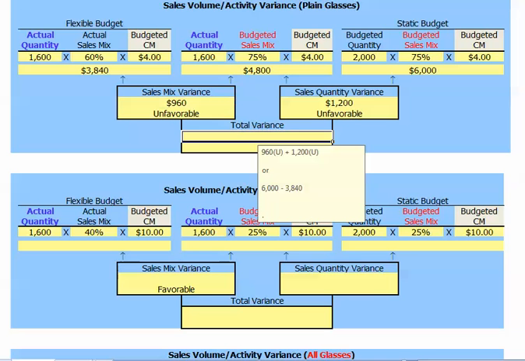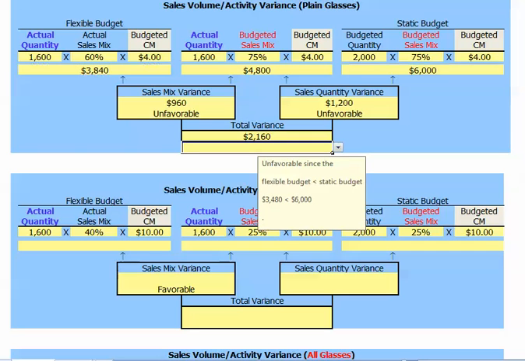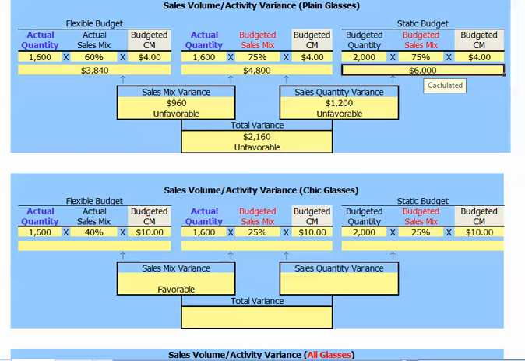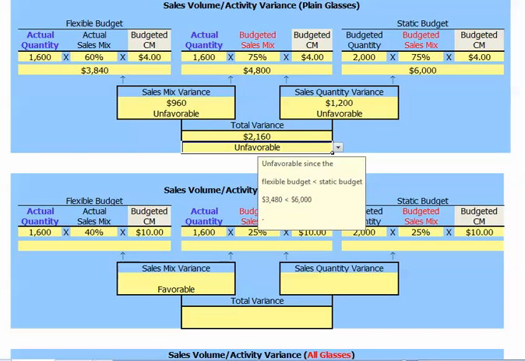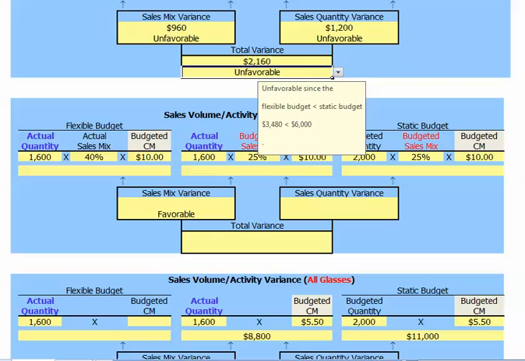Okay, our total variance is going to be the sum of two individual unfavorable variances, or simply the difference between the 6,000 static budget and the $3,840 flexible budget. And again, it will be unfavorable since the individual budget variances were unfavorable, and simply because our flexible budget contribution margin was less than we had originally planned. So we've got an unfavorable variance there. So that's our plain glasses. We've isolated the variance. Let's go ahead and look at our chic glasses.